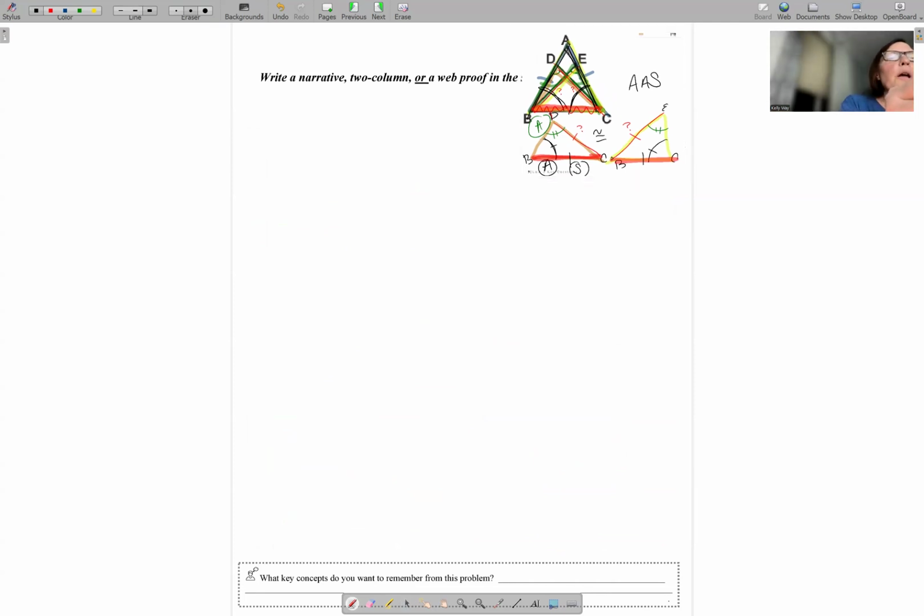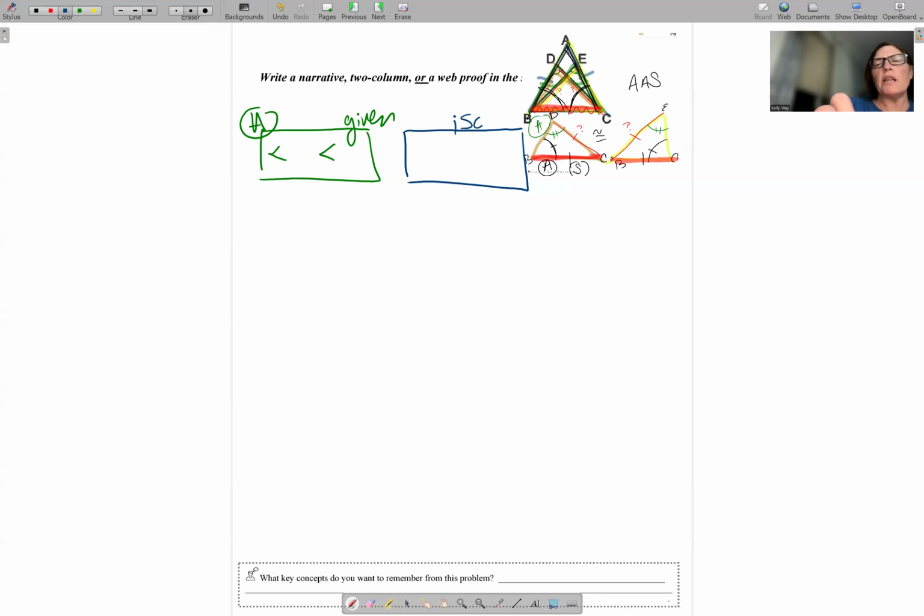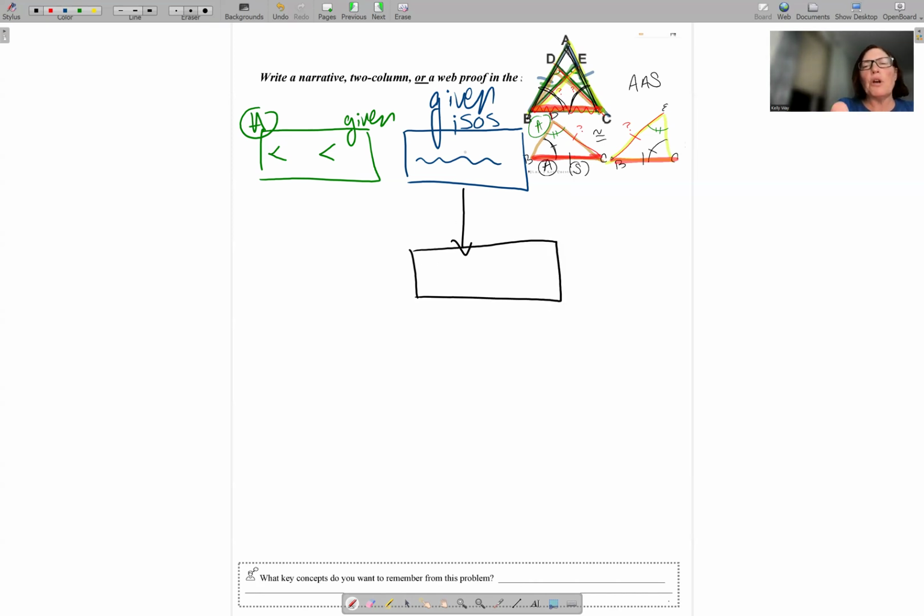So if you were to do a web proof, you would have your first pair of angles, which were given. Your second pair of angles were not given, but they are indirectly implied because you were given an isosceles triangle. You need to explain this. You can't just write this skeleton that I'm doing. You must explain it each and every step. So the isosceles would give you a pair of congruent angles. You must name them and give a reason why.